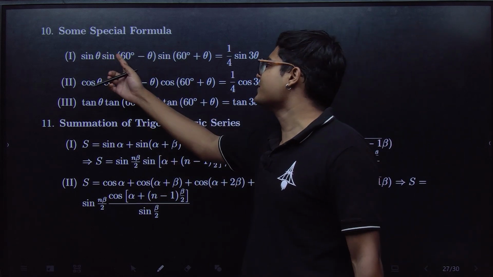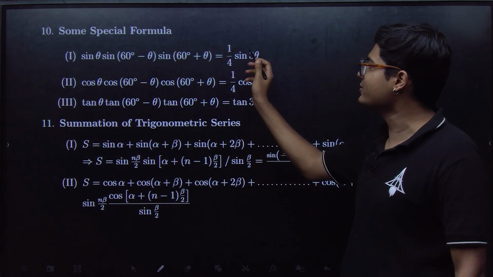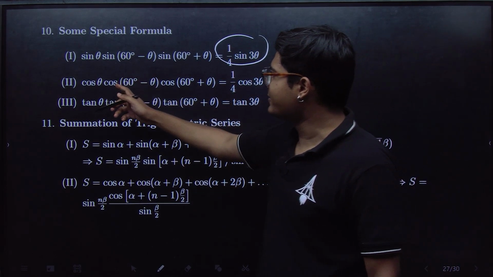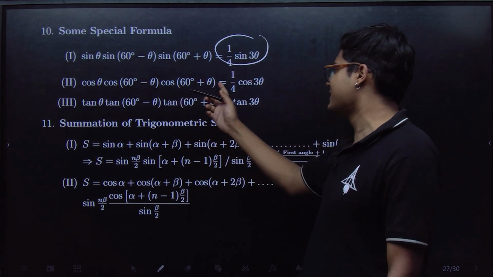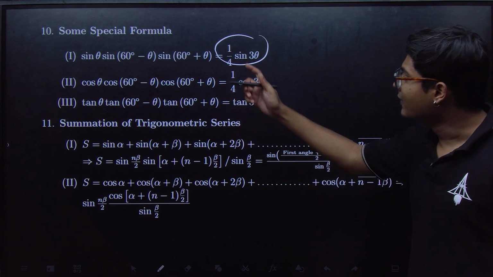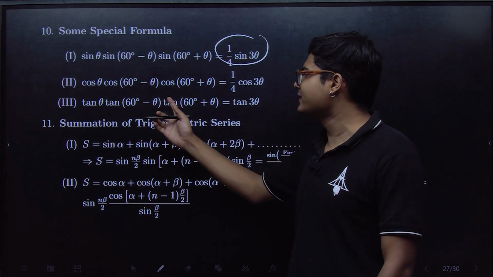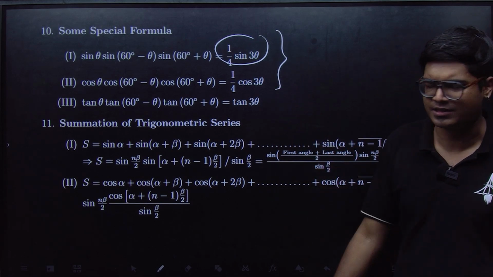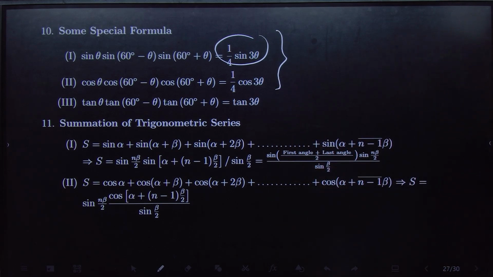So sin theta times sin of 60 minus theta times sin of 60 plus theta is always going to be 1 by 4 sin 3 theta. Similarly, cos theta times cos of 60 minus theta times cos of 60 plus theta is 1 by 4 cos 3 theta. For tan theta, tan of 60 minus theta, tan of 60 plus theta is nothing but tan 3 theta, which is nothing but the ratio of these two equations.